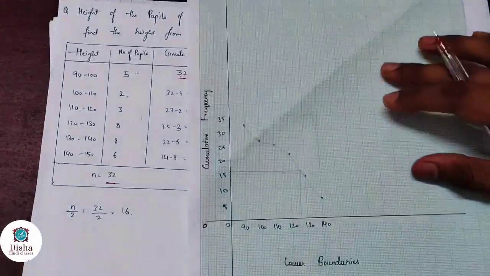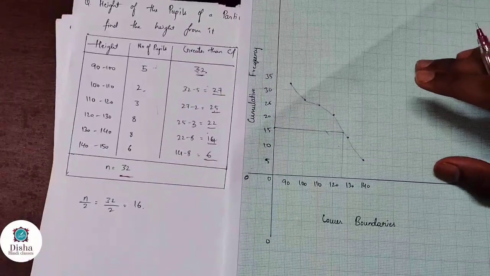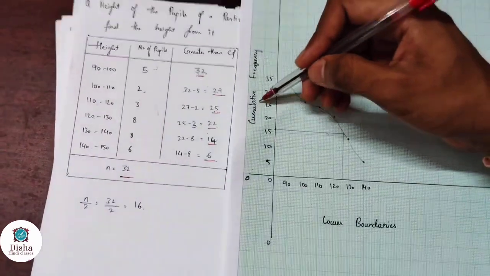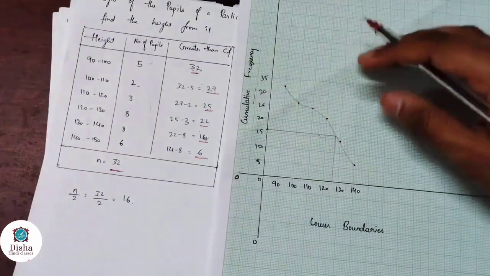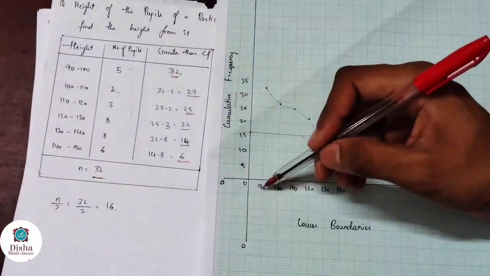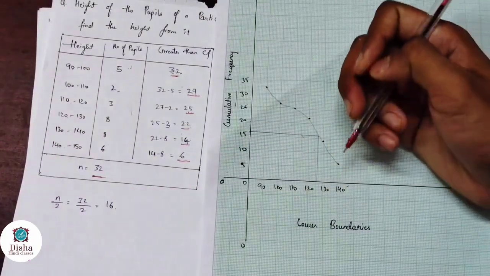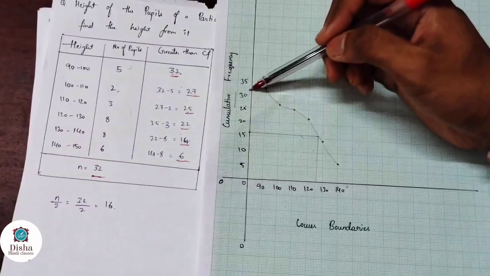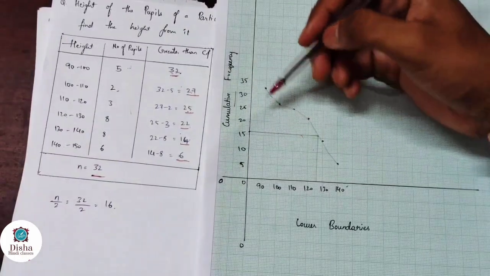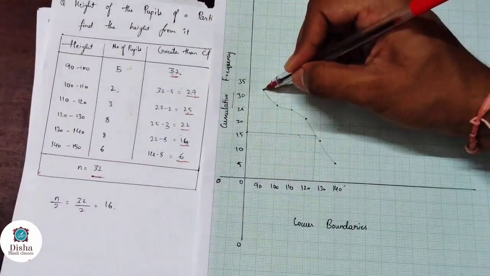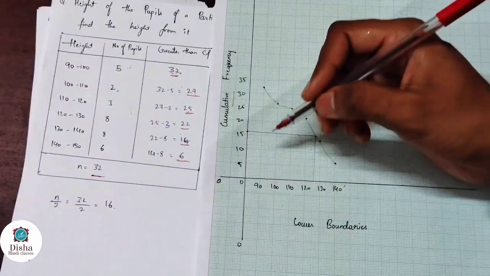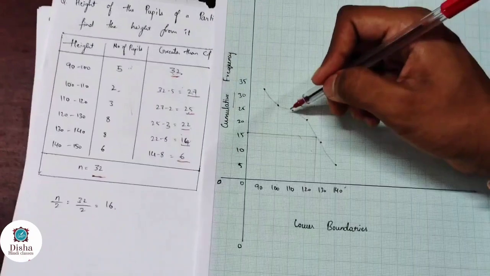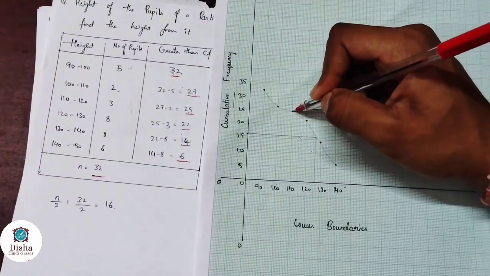So now we have to plot this in the graph. So in the graph we can plot it like this. We'll take the lower boundaries on the x-axis, and we'll take the cumulative frequencies on the y-axis. So the lower boundaries will start from 90, 100 and will go on to 140, and the cumulative frequencies will be 5, 10, 15, 20, 25, 30 and 35. So for 90 we have 32. So 32 is plotted here. For 100 it is 27. So 27 is plotted here.